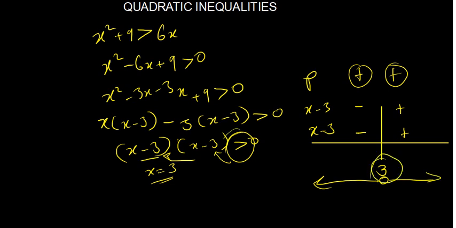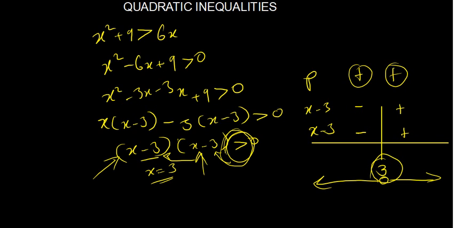Why? Because 3, as we can see by the symbol, is only greater than. If we put in 3, 3 minus 3 will be 0. And then even here, 3 minus 3 will be 0. 0 times 0 will give us 0. So 0 is not greater than 0. 0 is equal to 0. So we want any value apart from 3 itself.